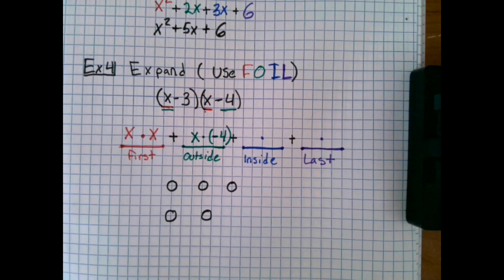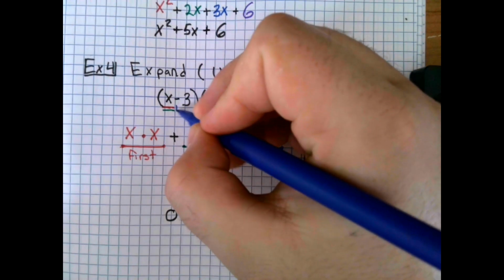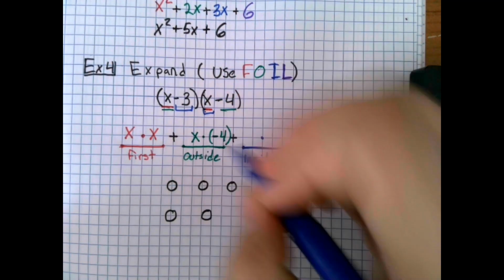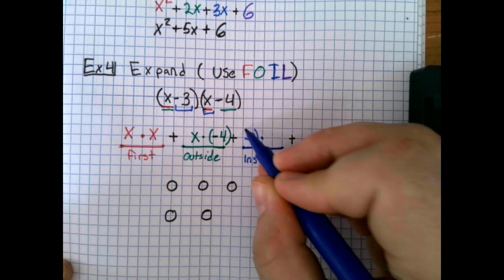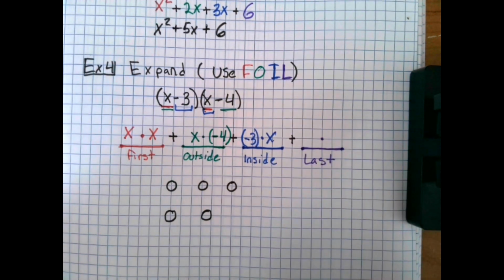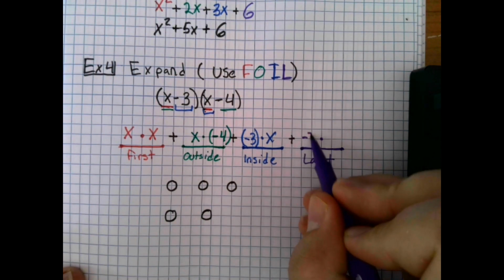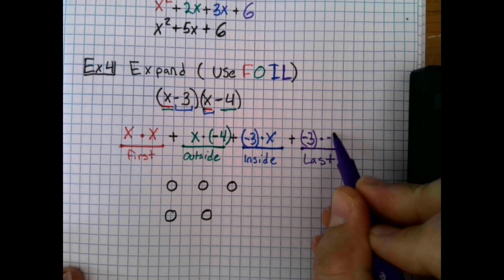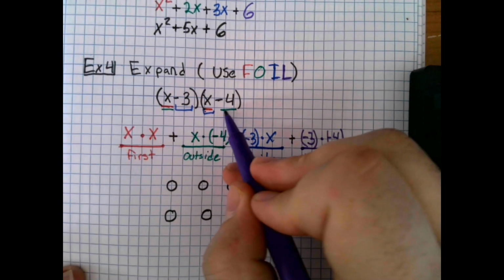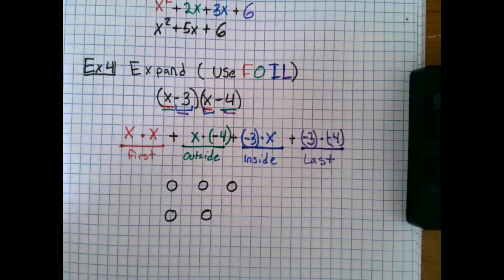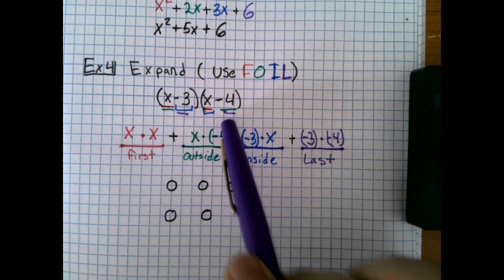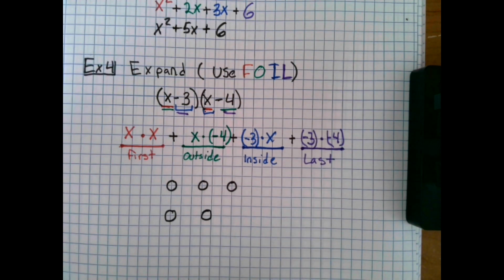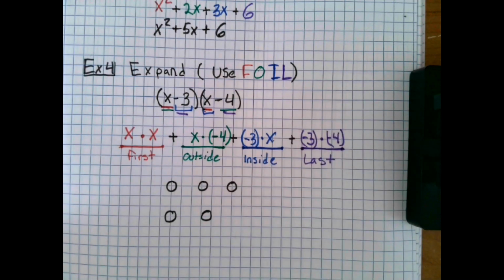The inside term is going to be minus 3 and x. So we're going to have negative 3, which we've got to keep the negative with the 3, and x. The last terms are going to be negative 3 and negative 4. One of the things you should notice, I'm underlining each term in the problem as I'm going, and each term has exactly 2 underlines underneath it, because we use each term exactly twice because they are binomials.